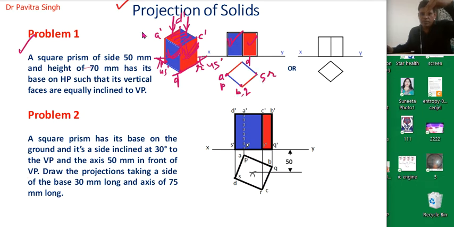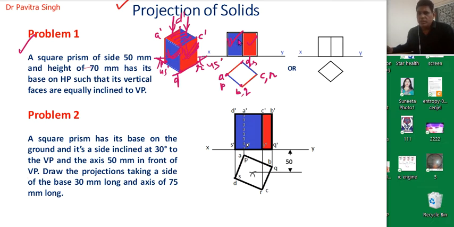Similarly, D dash and S dash will be here. So this will be D and S. So this is the top view and this is the front view.